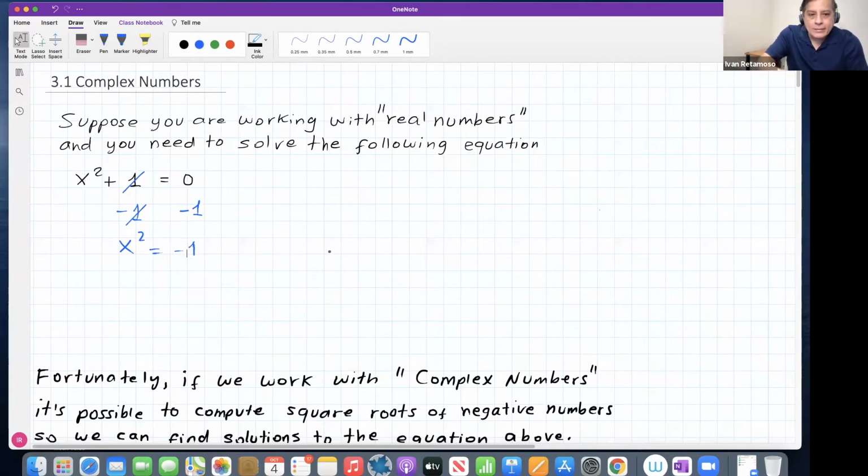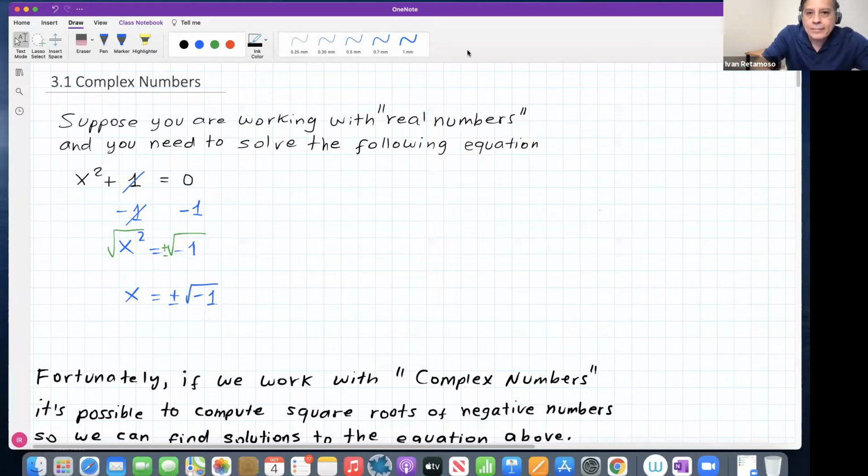Okay, great. So x squared equals -1. Next step, we should take square roots of both sides of this equation, right? Square root here, square root here, but that comes with a price. You have to write a plus minus here because this exponent is even. Plus minus square root of -1. All right, so finally we get x equals plus minus the square root of -1.